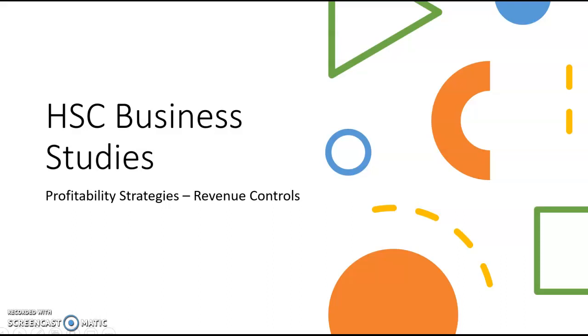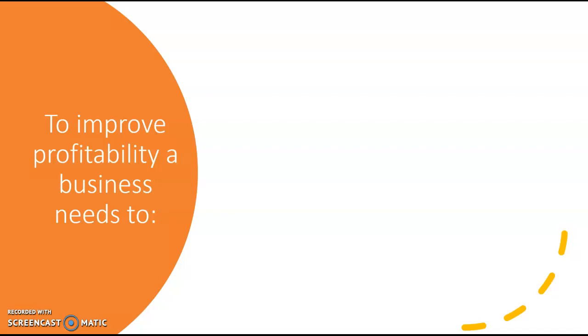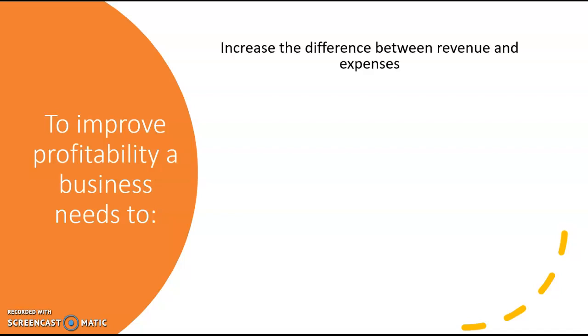Let's have a look at profitability strategies, specifically revenue controls. For a business to improve its profitability, it needs to increase the difference between its revenue and its expenses. So let's have a look at how they can increase their revenue. The syllabus says we need to know about marketing objectives here and how changing our marketing objectives and strategies can actually result in higher levels of revenue for the business.